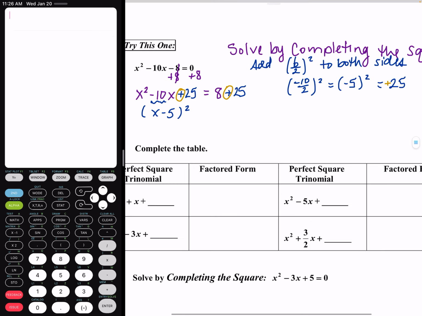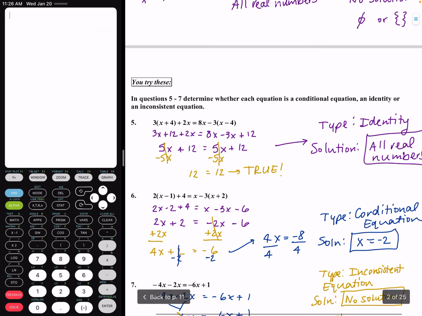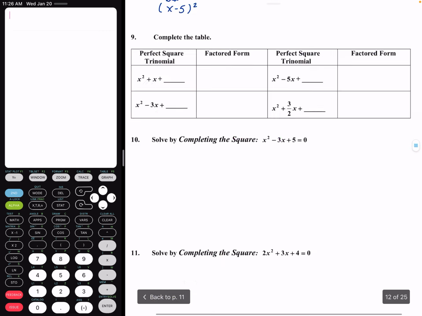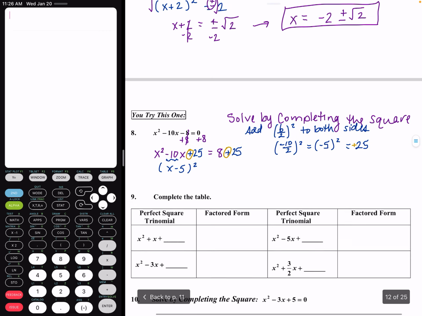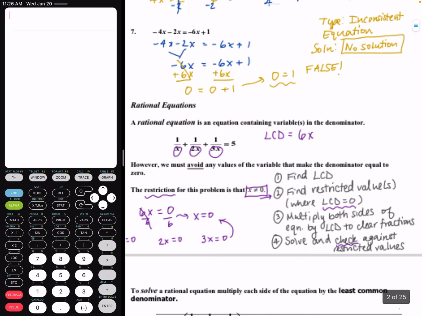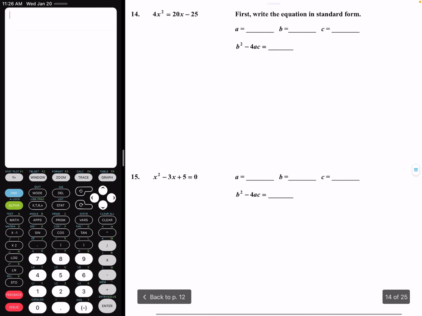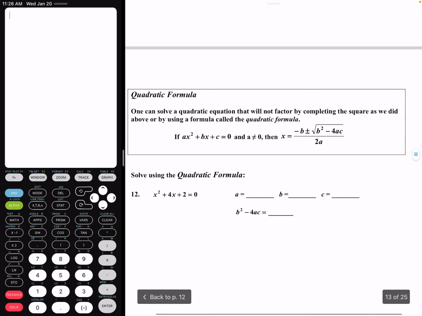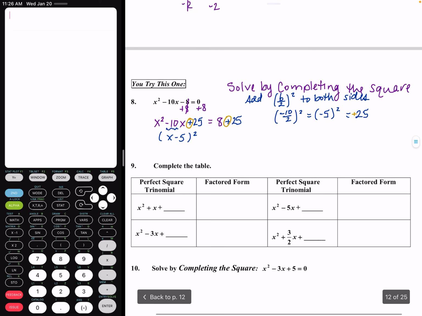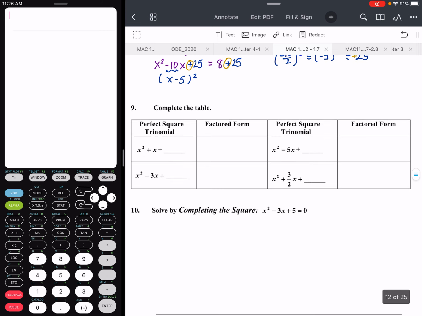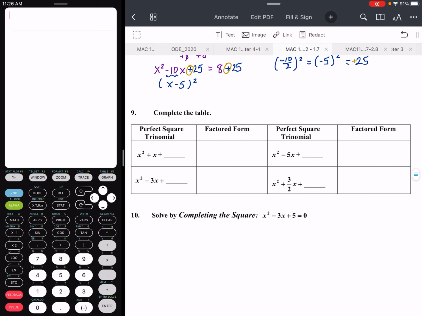Why isn't it typing? Sorry guys. Quick break. Why isn't my pen writing? Annotate, boom. There we go, that was weird.